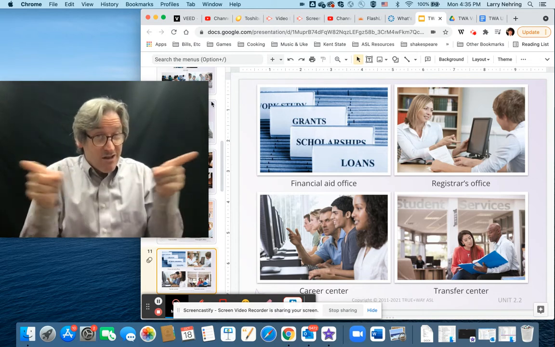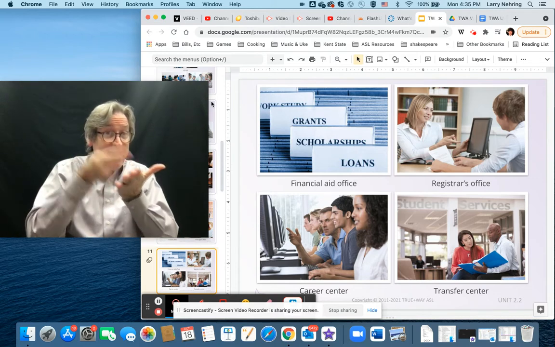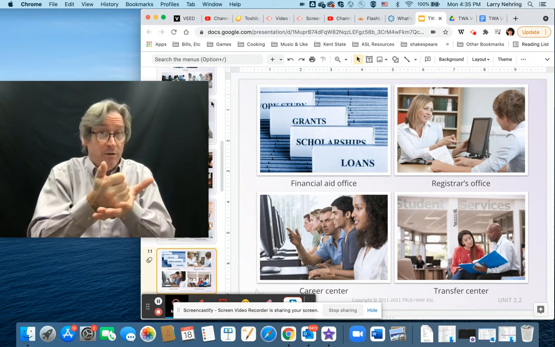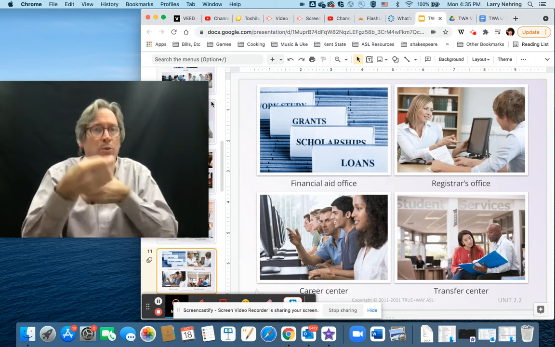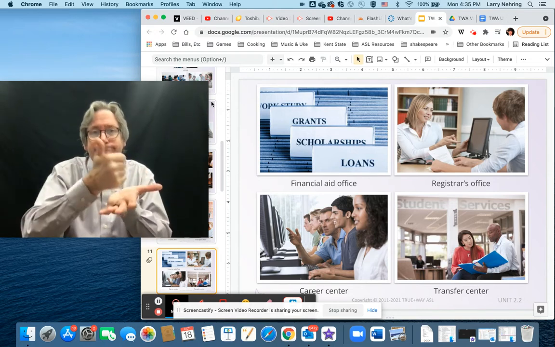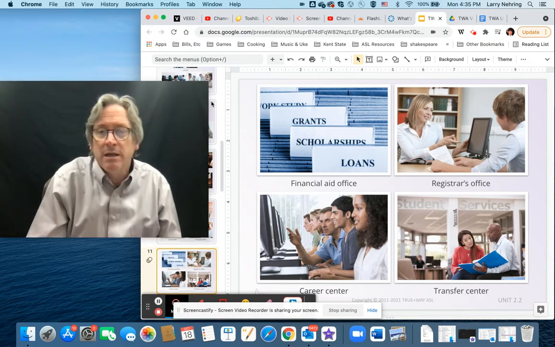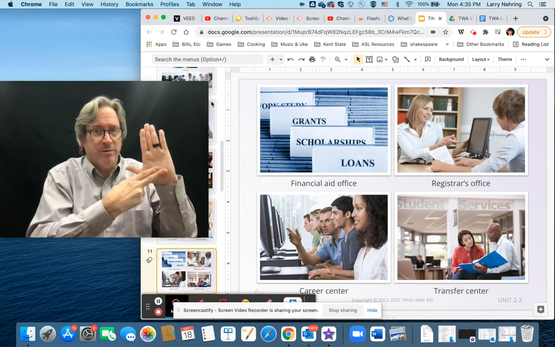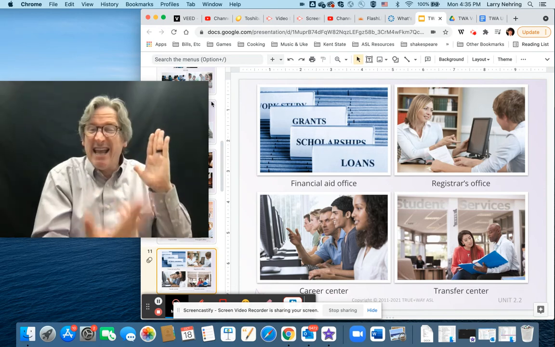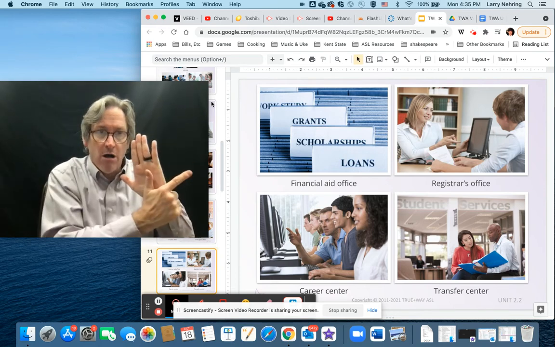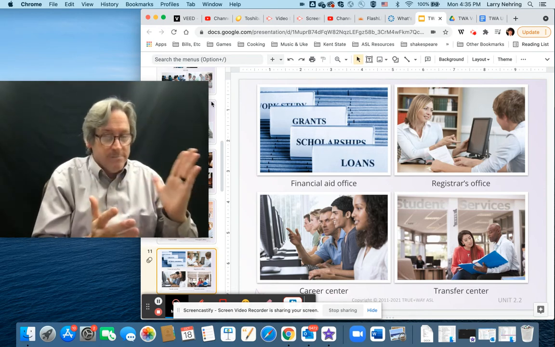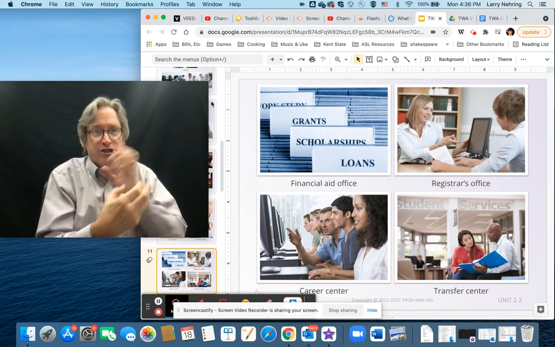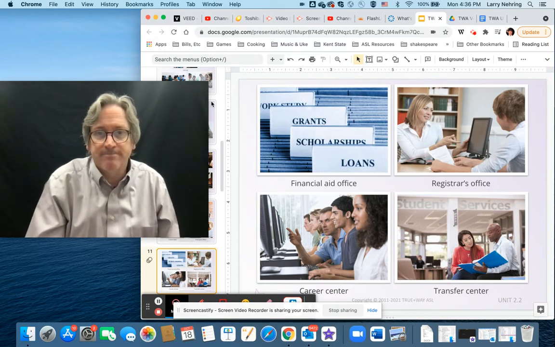Financial aid office. This is another one of those compound signs. Finance, financial, so money. Aid, the sign for help, and then office. Registrar, to register, to sign up for, so put your signature. Again, we've used this for state and law, like lawyer. So we're going to use registrar, register office, where you register for classes.